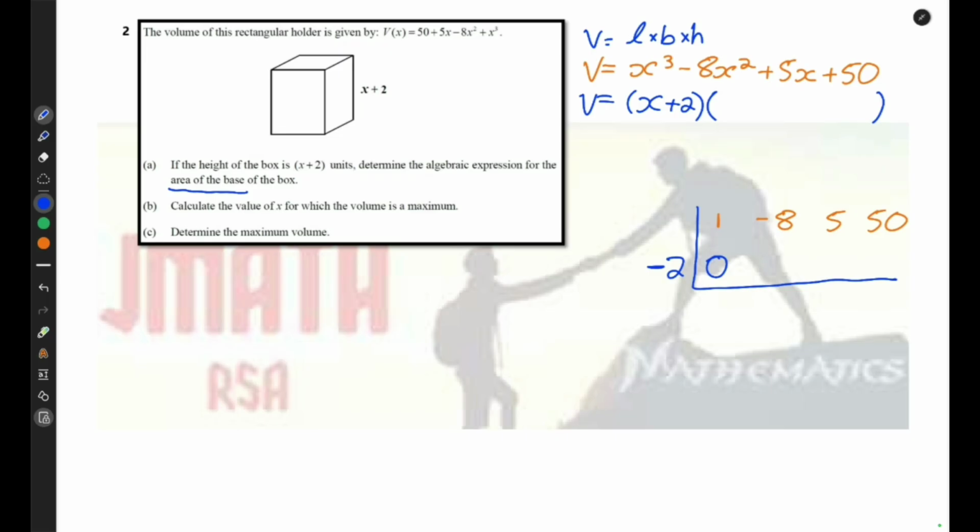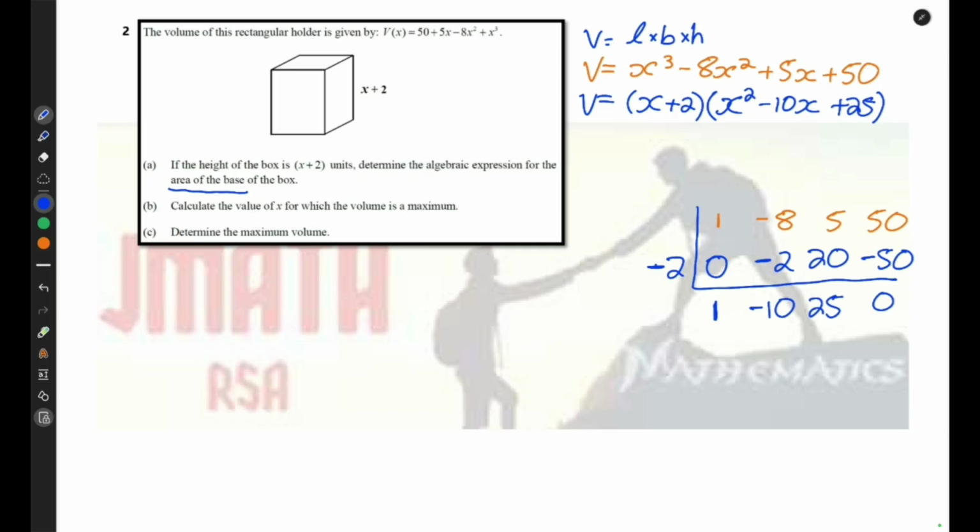So I'm going to add each column. So 1 plus 0 gives me 1, times minus 2 gives me minus 2. Minus 8 plus minus 2 gives me minus 10, times minus 2 gives me 20. 5 plus 20 gives me 25, and minus 2 times 25 gives me minus 50. If I add them, that's a 0. Now, what I got is the coefficients of this bracket. So that's 1x squared minus 10x plus 25.